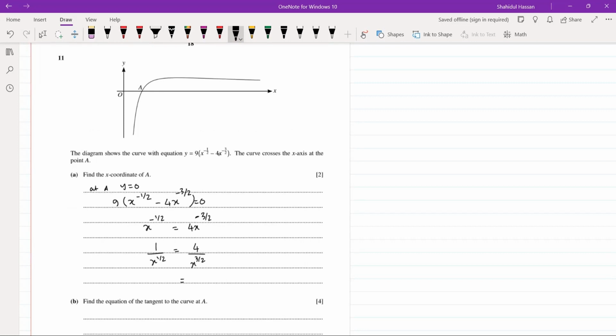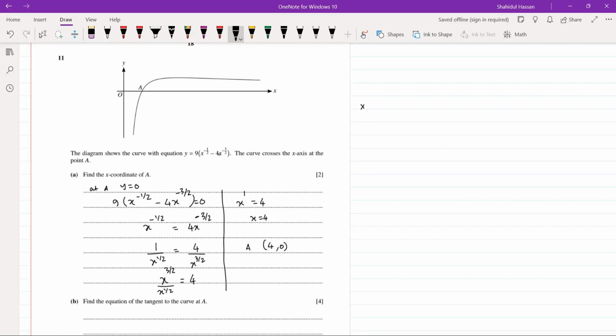Now we take the x to the power 3 on the other side. X to the power 3 by 2 divided by x to the power half is equal to 4. X to the power 3 by 2 divided by x to the power half, we can subtract the power. 1.5 minus 0.5, that will be x to the power 1. This should be equal to 4, so we can write x equals to 4. So the coordinate of A should be 4, 0.